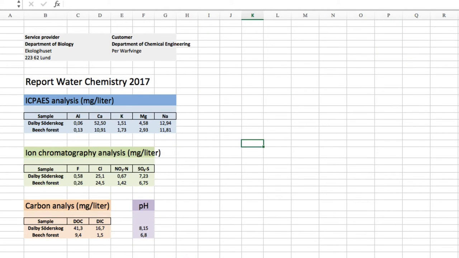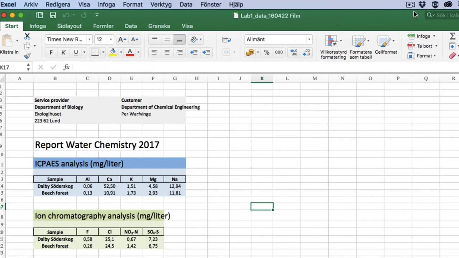So here we have the data that we recognize from episode 1. And the data represent the sample taken at Dalby Söderskog and at the beech forest further upstream in the catchment. I will use these data to calculate the ANC for the beech forest using the two definitions presented earlier in this video. So let's go to the actual ANC calculation.